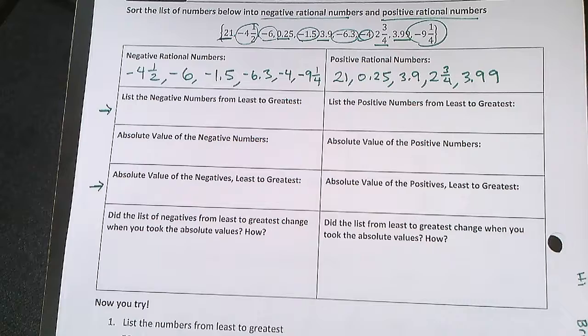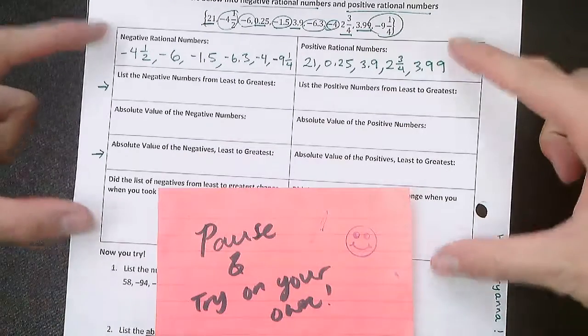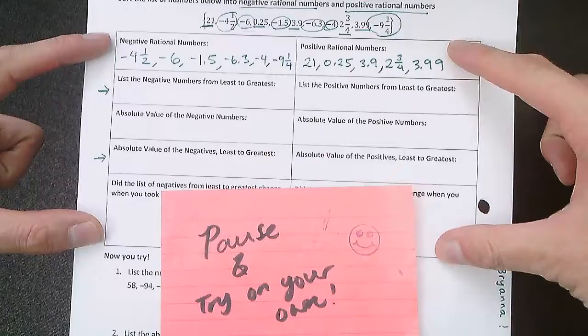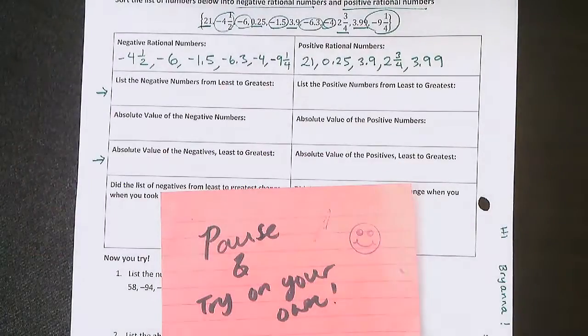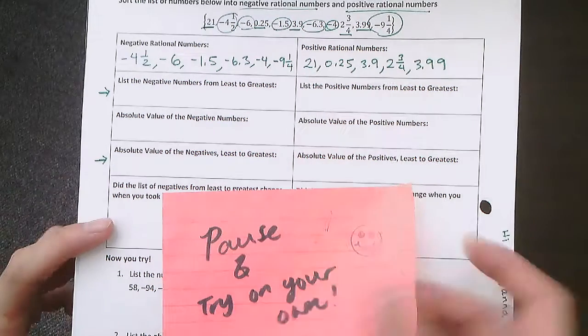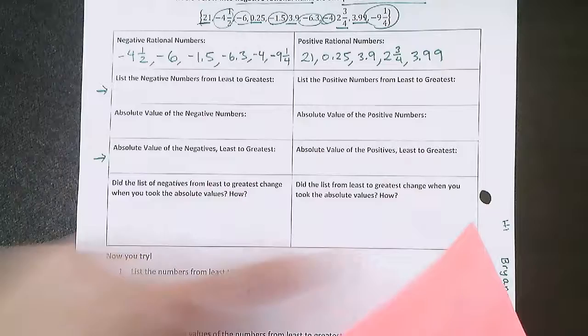Then you're going to do all the same thing on the right side for the positive numbers. So this is something that you should be able to finish on your own. So I'm going to have you pause and fill out the rest of this table on your own. Go ahead and start that now. Pause and go. And now you are resuming the video after you tried all of this on your own.